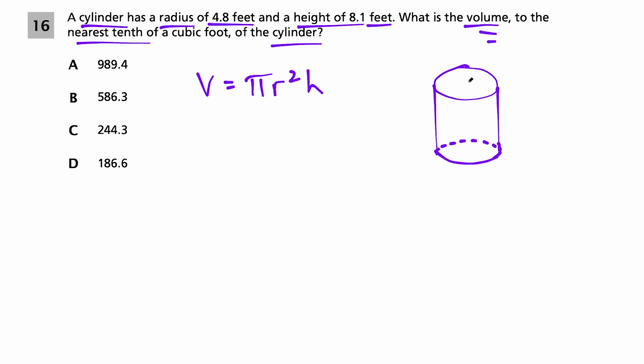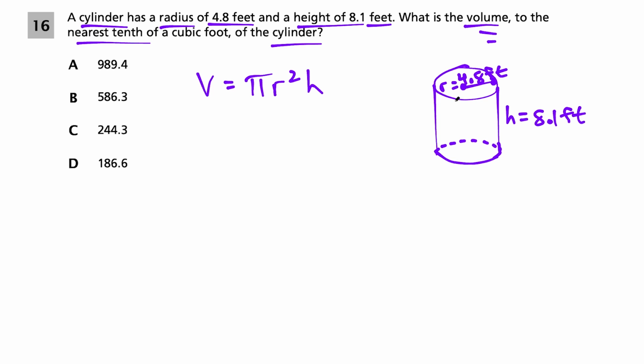So what we're told is the radius is 4.8 feet. That would be the distance from here to here, 4.8 feet, the distance from the center of the circle on top or bottom to any point on the circumference. And the height, so this is our radius, is 4.8. Our height is going to be equal to 8.1 feet.